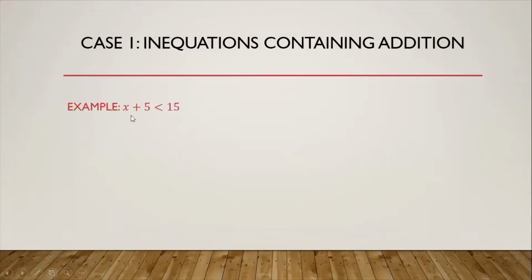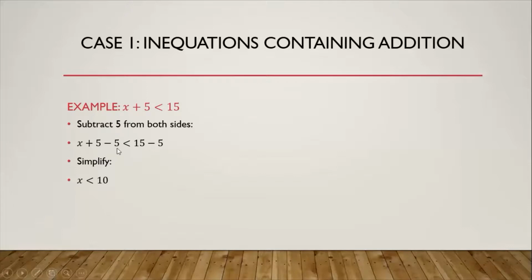And again, we look at what we have. We have a plus 5. We're going to do the opposite operation to both sides, which is to subtract 5 from both sides. This is how you write that. So you will end up with this: x plus 5 minus 5 is less than 15 minus 5. At that stage, you're going to simplify. And this is what you will end up with, which is just x less than 10. Because what? 15 minus 5 is just 10. And 5 minus 5 is 0. So 0 plus x is just x.